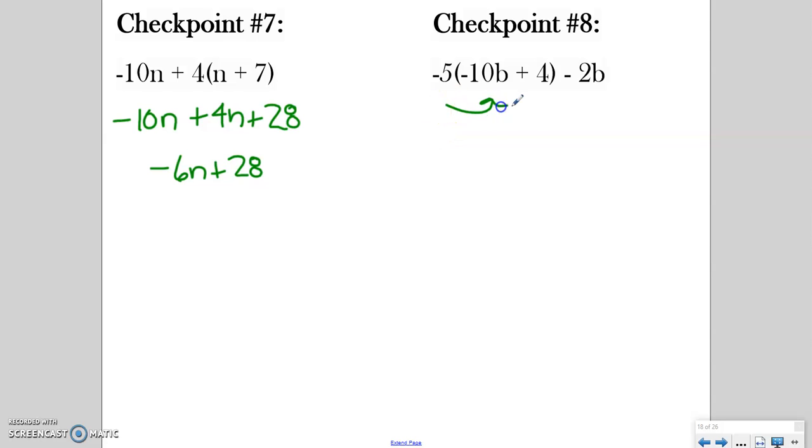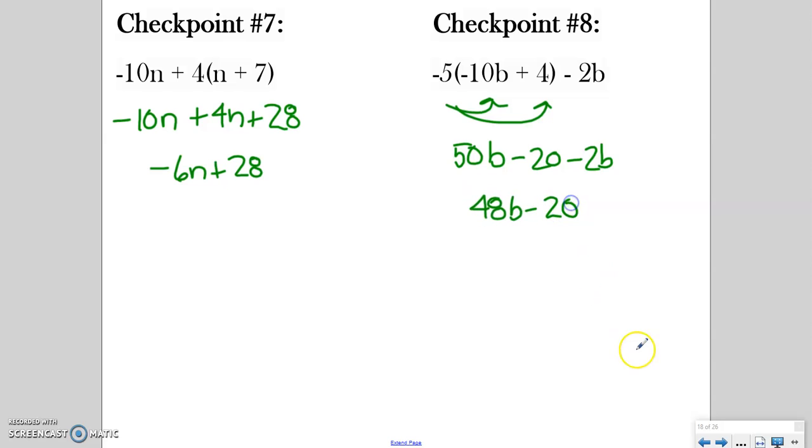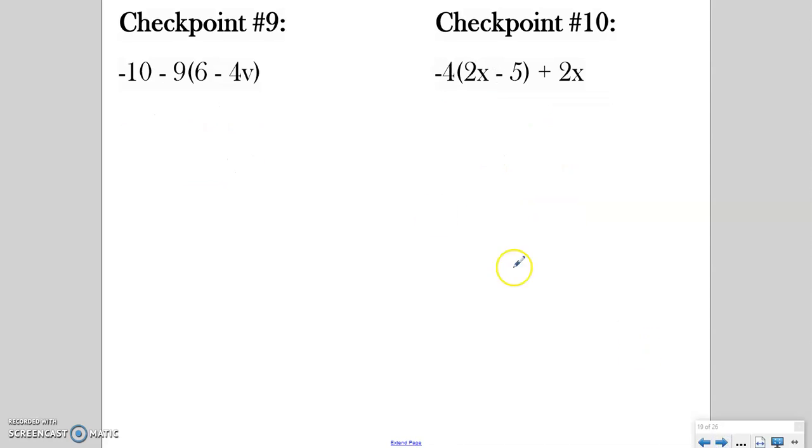Next one. So if you get the gist of this, you can move on. If you still need more practice, you can just stick with me. So this would be 50b, this would be negative 20, negative 2b. Combine the b's together. So this would be 48b, and this would be negative 20. Negative 10.